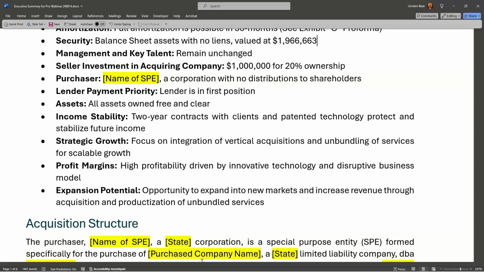And so it's virtually all profit after the first months of customization. The expansion potential, the opportunity to expand into new markets and increase revenue through acquisition and productization of unbundled services. So this is what I was referring to before, because this is the real potential of this particular company. The productization of those unbundled services can really make a huge difference in this company's earning capacity and how quickly it can grow.